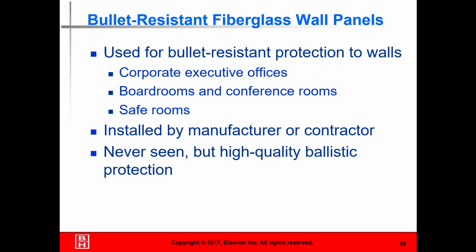Bullet resistant fiberglass wall panels. These are used to provide bullet resistance protection to the walls of corporate executive offices, boardrooms, conference rooms, lobbies, reception areas, counters, customers, safe rooms. Once installed, will never be seen, but provides a hidden room.